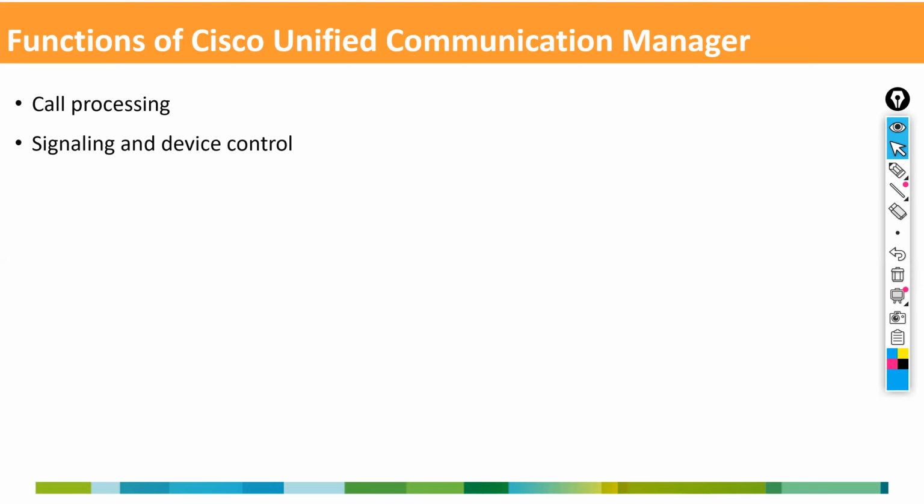Signaling and device control. Signaling means what? To make a call, signaling is very important, right? For example, I am calling from phone A to phone B. I'm calling from phone A. It's signaling to call manager, right? Now, call manager has to signal to phone B. That phone is ringing. That is signaling here. And device control. Device control means controlling whether what type of number you are dialing, what features you are able to access or you don't have. That is the privileges. That is device control or call control.